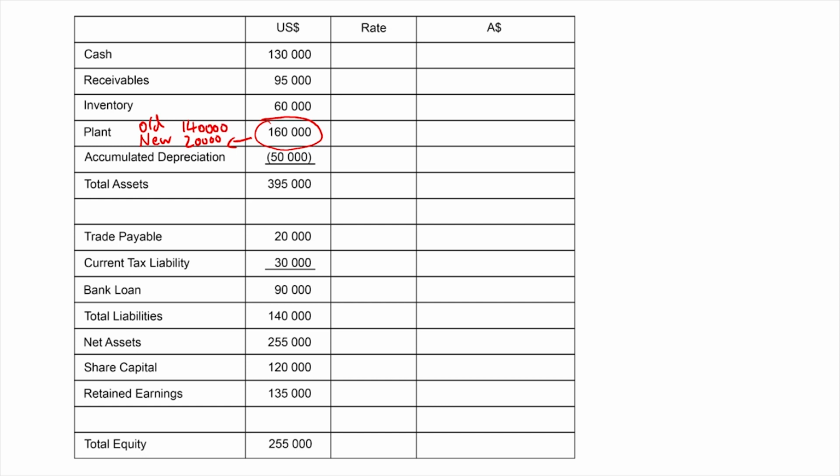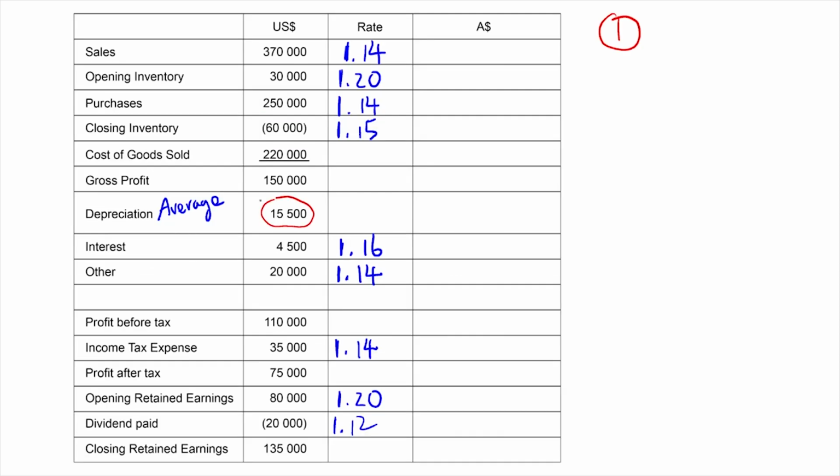Why is this piece of information important? Let's go back to our income statement. Right now, we have 15,500, which you know 140,000 is the old equipment. 20,000 is the new equipment. 140,000 multiplied by 10% equals 14,000. Which means that out of the 15,500, for the $14,000 you are going to apply the rate of 1.14 because this one is for the whole year.